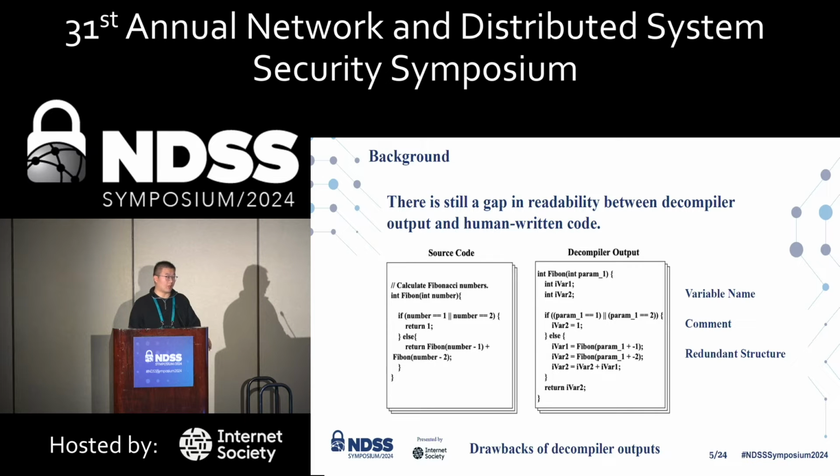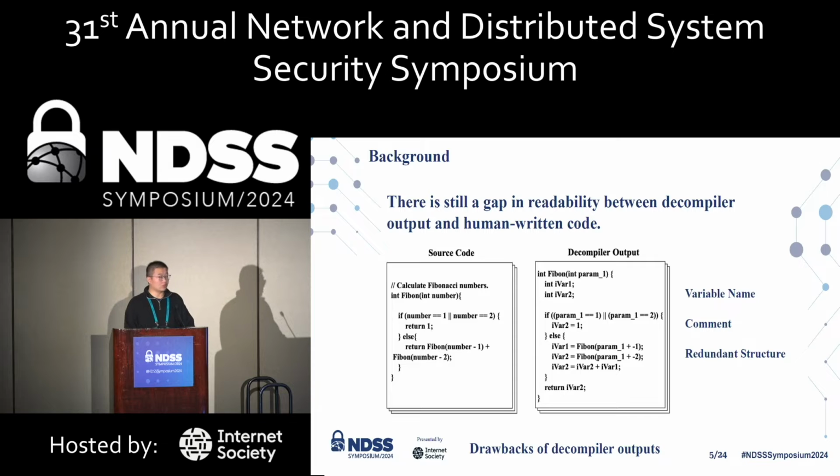Although the decompiler output helps reverse engineers to understand binaries, there's still a gap in readability between the decompiler output and the human-written code. The code snippet on the left is the source code for calculating Fibonacci numbers, and the right code snippet is the decompiler output of the binaries. As we can see, in at least three aspects, the decompiler output increases the cognitive burden for understanding.